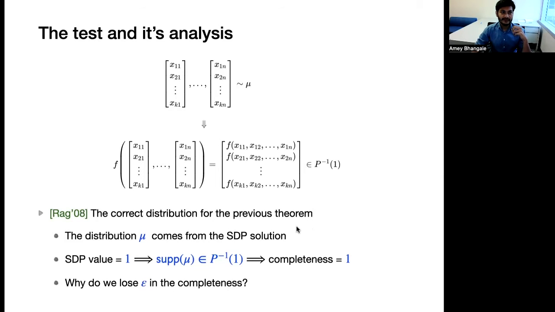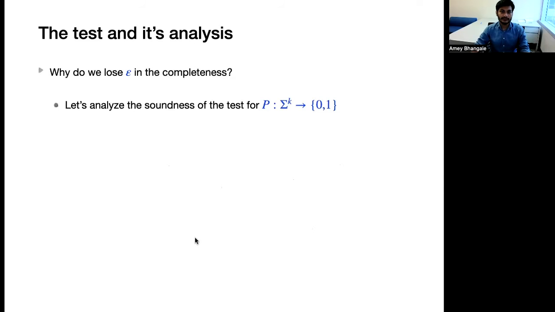Now, but then what is the reason behind losing epsilon in the completeness in Raghavendra's result? And for this, we need to look at the soundness analysis. So let's analyze the soundness of the test for this predicate P. And recall that we need to reject functions far from dictators with high probability.